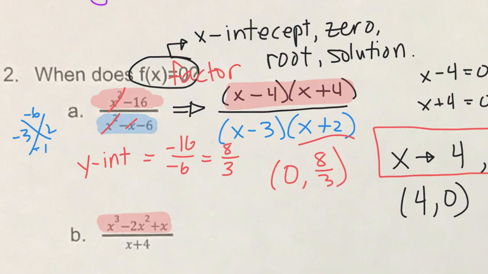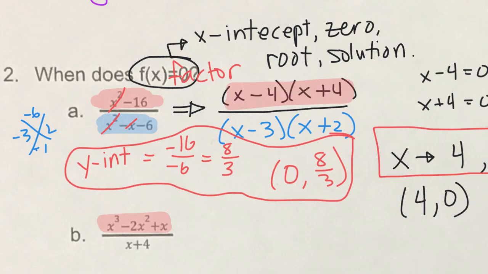Okay, I know it doesn't ask about that, but your test might. So just in case, if you want to find the y-intercept, plug in 0 for x. Okay, for b, we're not going to have any factors, so let's set this equal to 0. So what do each of our terms have in common? They all have an x.